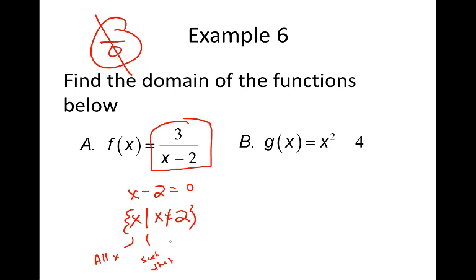And we know this means x can't be 2. Why can't it be 2? What happens if I plug a 2 in? 3 over 2 minus 2, 2 minus 2 is 0. So 3 over 0 is undefined. But I can plug every other value in. It's not going to make it undefined.